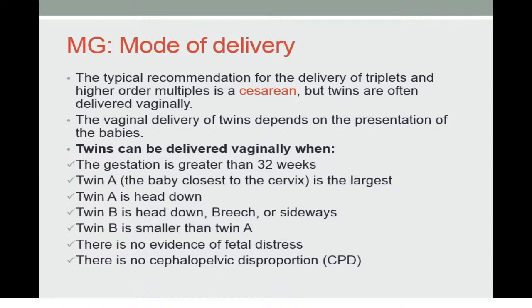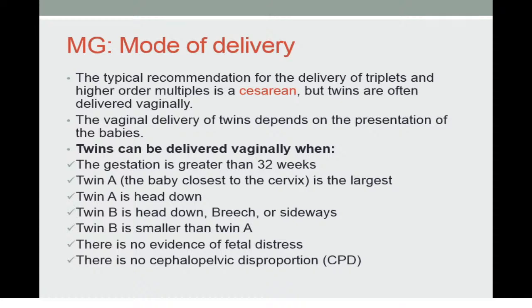The vaginal delivery of twins depends on the presentation of the babies. Twins can be delivered vaginally when gestation is greater than 32 weeks, when twin A, the baby closest to the cervix, is the largest. Let it be vaginal delivery. Overextension of the soft tissue of the labor canal will give an easy possibility for the second baby to be delivered. If twin A, the baby closest to the cervix, is head down, with cephalic presentation, it is more appropriate. Let it be. It may be delivered through the maternal passage.